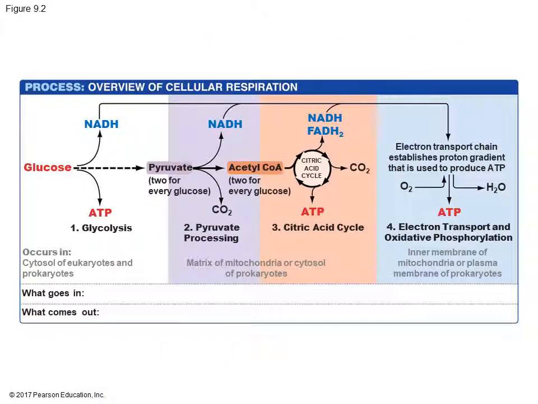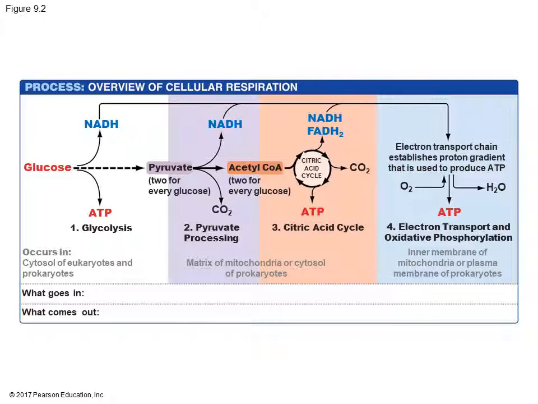I also enjoy figure 9.2. It says what goes in and what goes out. And also notice for each of the 4 steps, it also tells you where it occurs. So let's look at glycolysis, step 1. Glycolysis occurs in the cytosol of eukaryotes and prokaryotes.